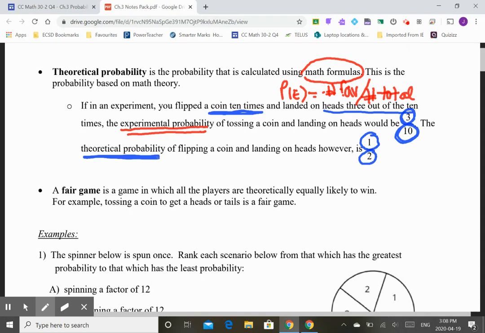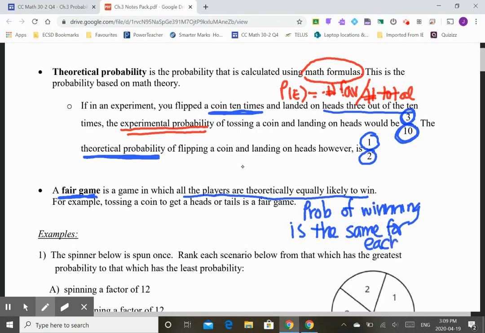The last thing we need to talk about before we can do a couple of examples is a fair game. So let's define what a fair game is. A fair game is a game in which all the players are theoretically likely to win. What does that mean? That means that the probability of winning is exactly the same for each player.